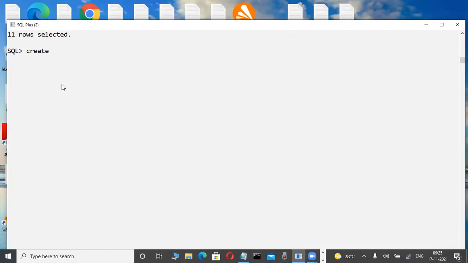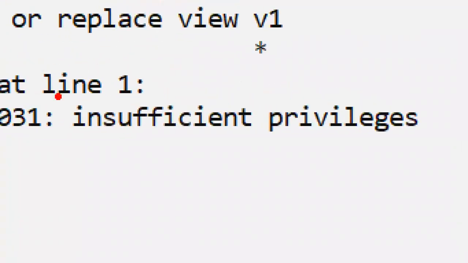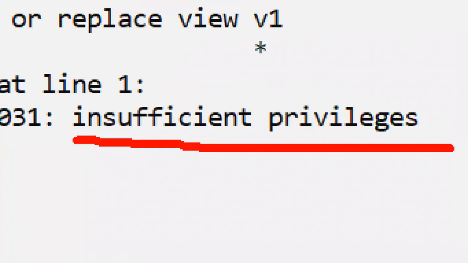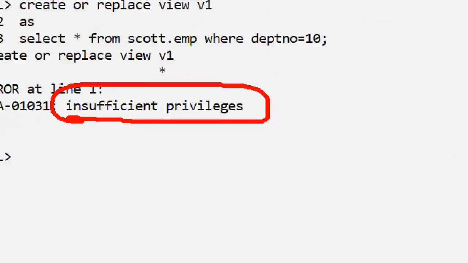Don't worry. That's why they try to create a view like this: create or replace view name as select star from Scott.emp where department number is equal to 10, and an insufficient privileges error occurs. Observe here. Whenever that user does not have the system privilege, then automatically an insufficient privileges error occurs.